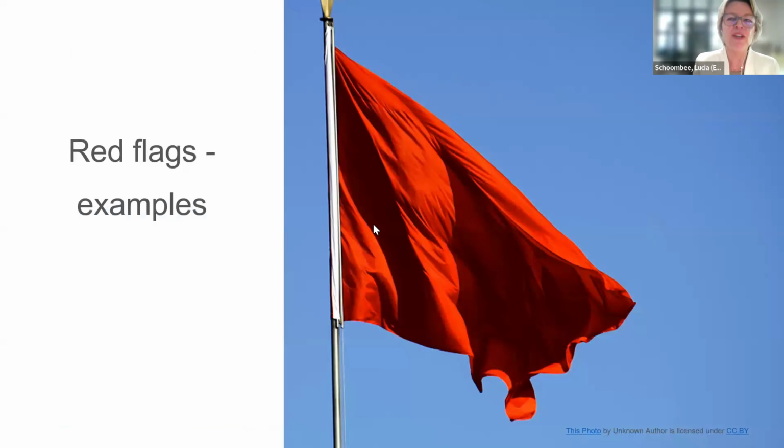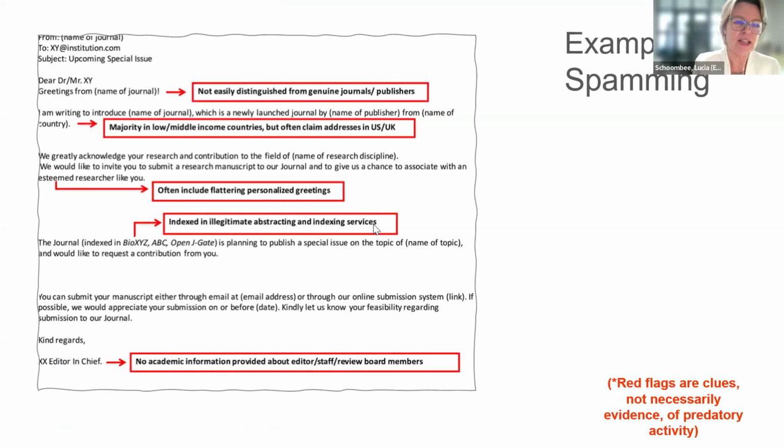So if you think of these signals or clues, how it looks like is something like this. You would get a spam, and it would say something like greetings from a specific journal, but the name of the journal would be very vague. Also, it might be targeting a specific region. It could be low and middle income countries often because there's a big expectation for researchers in these areas to publish in international journals. So they target those middle and lower income countries often.